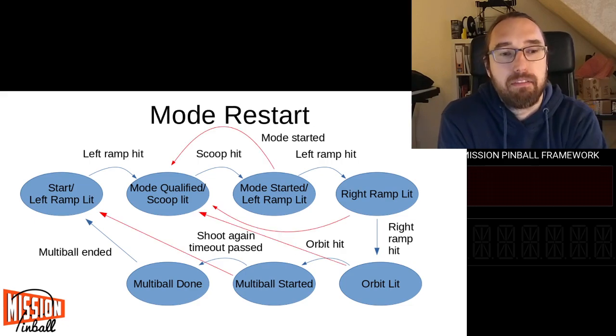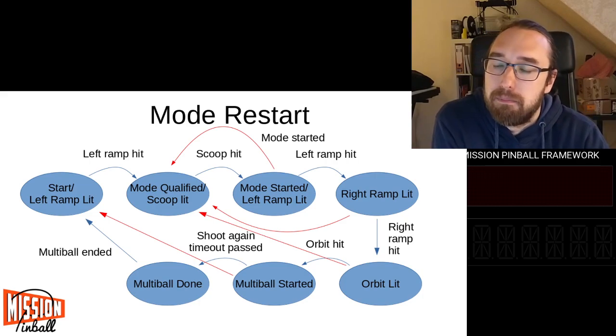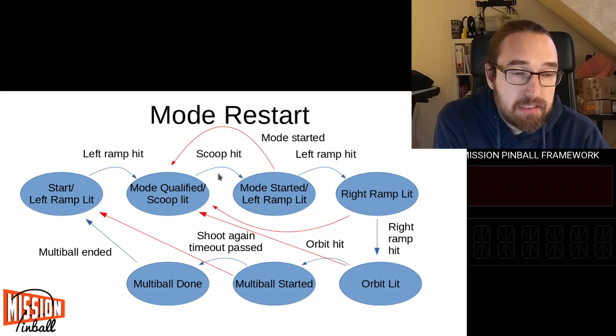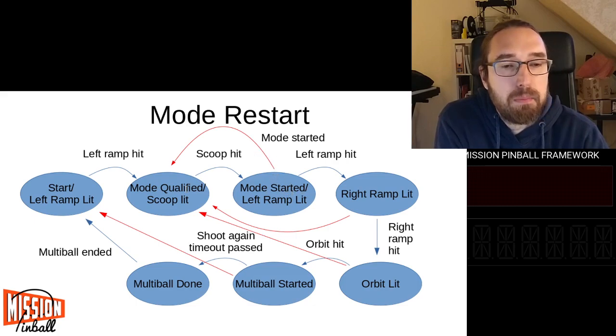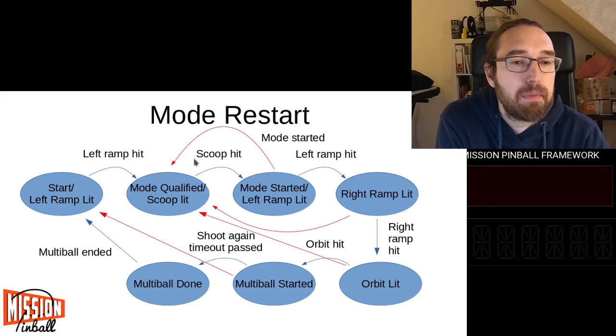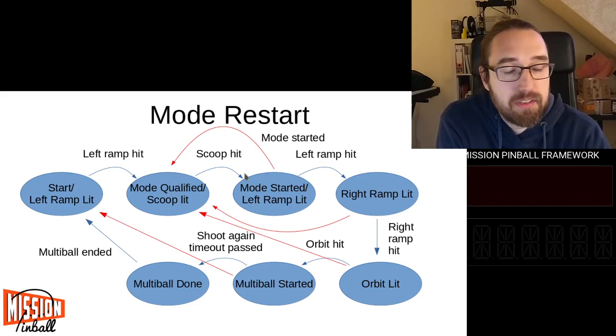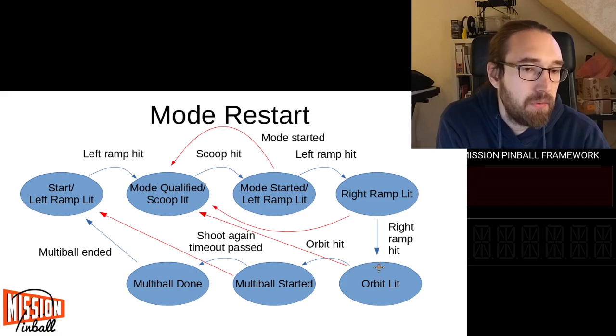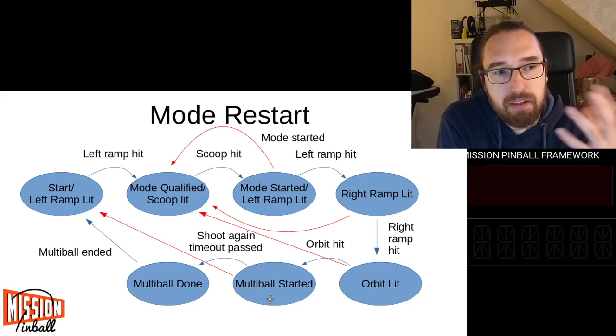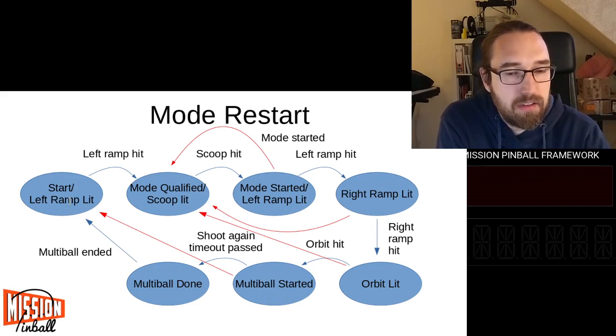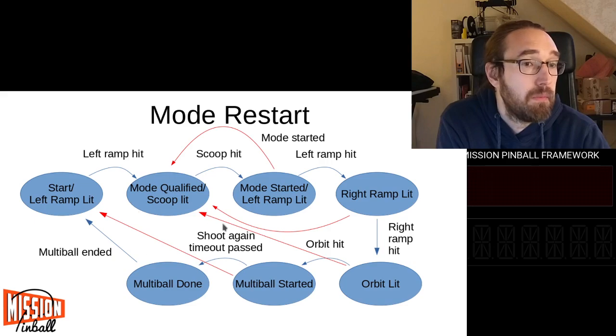So we can, for example, have those transitions here. Basically, we can say when the mode starts, that's basically this condition here. Then, for example, if we are on this step, in the mode started step, go back to mode qualified. You do not have to requalify, but you have to hit the scoop again, for example. And here, this step, we go to qualify this also. And if the multiball already started on the last run, then we instantly just go to the start state again. So basically you're free on any state to say what will happen when the mode restarts.